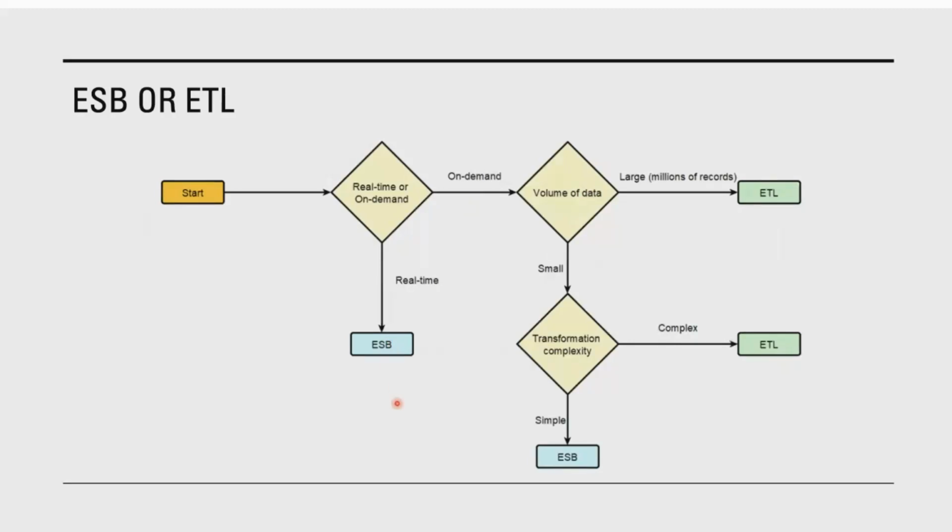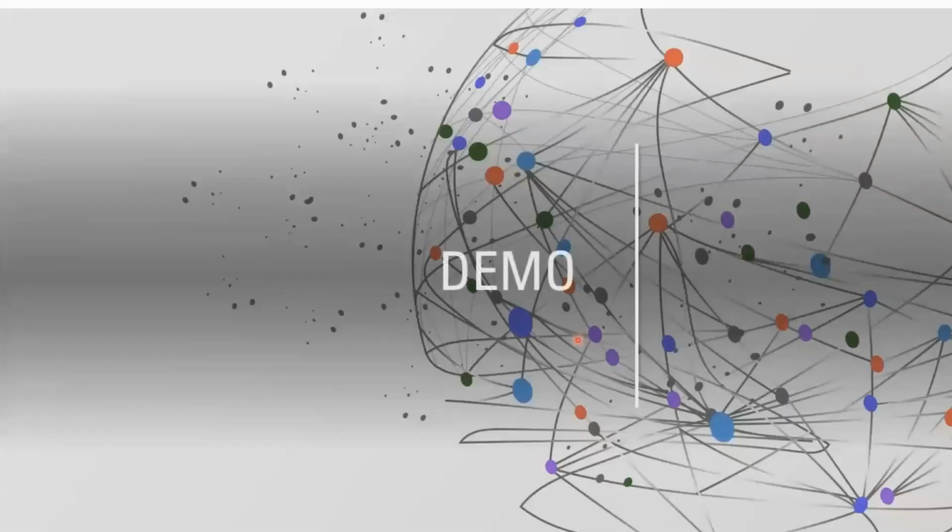On-demand data, if your volume of data is large, in millions or trillions, then you should go for ETL. And if it's small data, like if you don't have that much data and your business is not dealing with that many records, then you should go for ESB. ESB will help with not-so-complex applications. And if you want to go for more complex operations, then go for ETL. So let's jump on the demo.